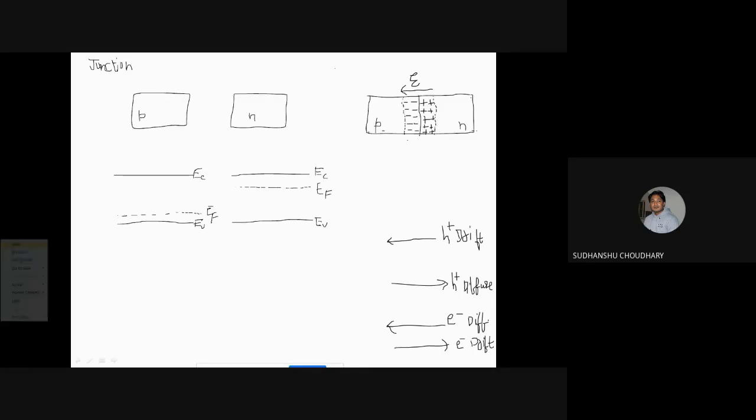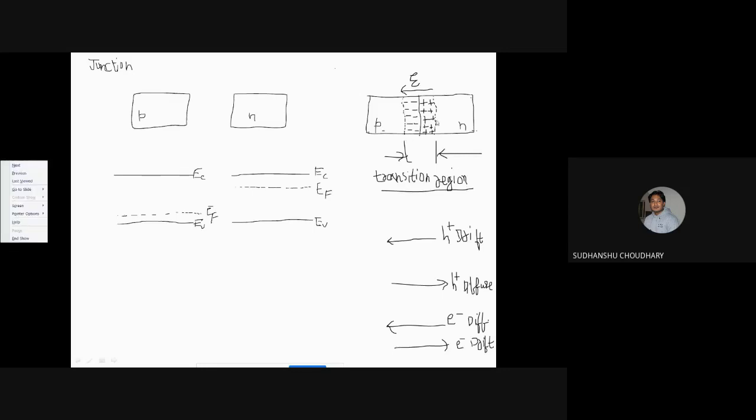This dashed region, let us say, is called transition region, or space charge region, or depletion region, right? So why is it called transition, space charge and depletion region? I'll comment on that.